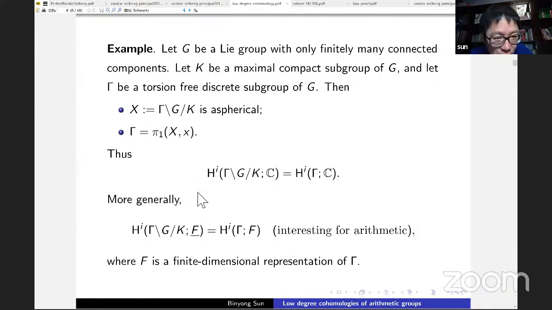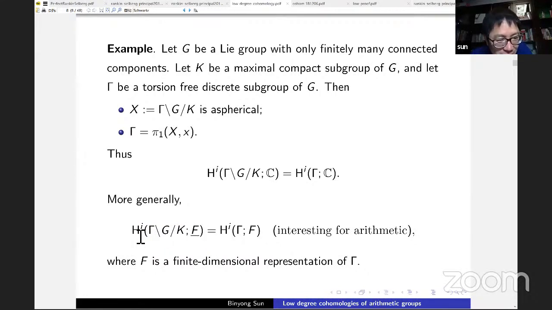By the previous argument, we know this cohomology space equals this cohomology space. The cohomology of this double coset equals the group cohomology of gamma. More generally, for every finite dimensional representation F of gamma, we know this group cohomology H^i(gamma, F) equals the cohomology of a certain local system, F underline, this local system on the double coset space attached to F.